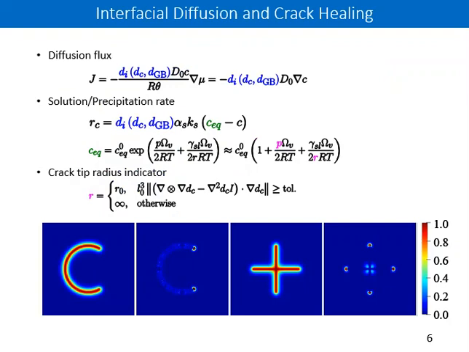The interface diffusion equation comes from the dissipation inequality. The solution precipitation rate is derived based on the experimental observation, where the solution precipitation rate is influenced by the local pressure and the interfacial radius. Since it's impossible to obtain the crack tip radius in the phase field method or any other numerical method, we used a crack tip indicator to find the crack tip and assign the experimentally measured crack tip radius to this region.